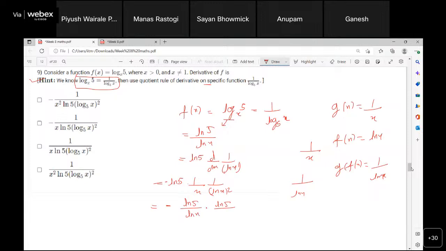Again ln of 5 upon ln of 5 into ln of x. Because I can say ln of x square is there, right? ln of 5 is also there. I am just simply writing ln of x, ln of 5, ln of 5, and into 1 by x.